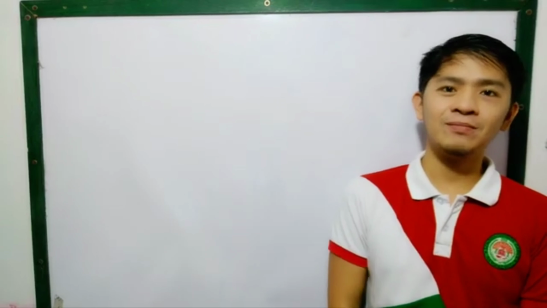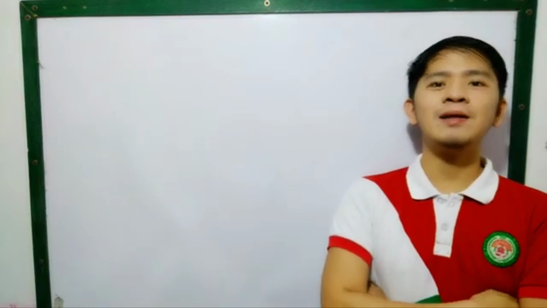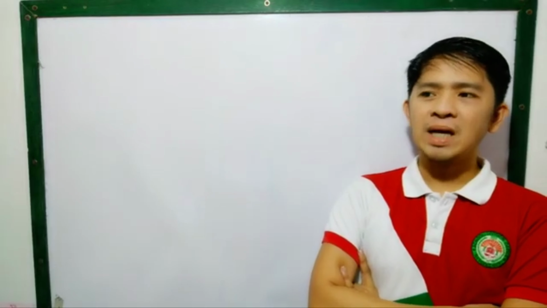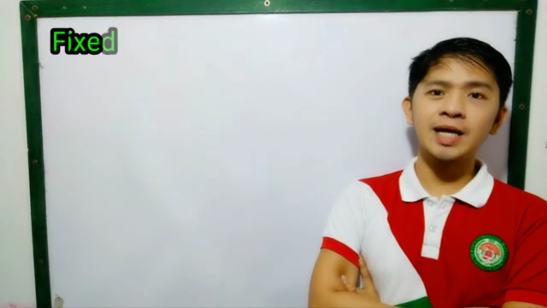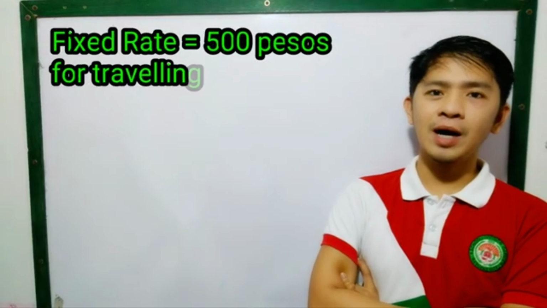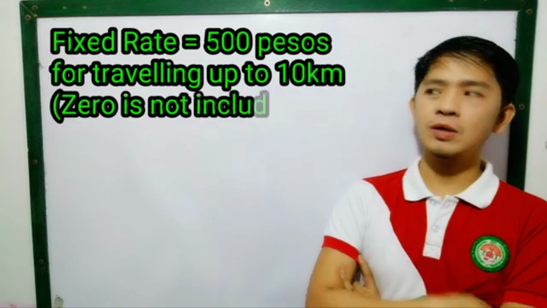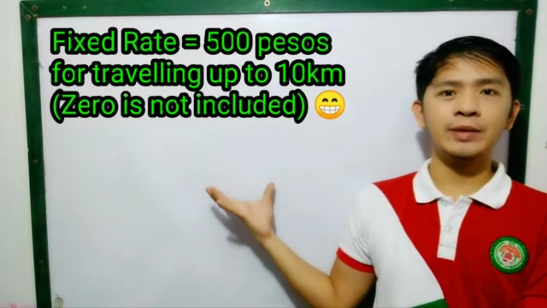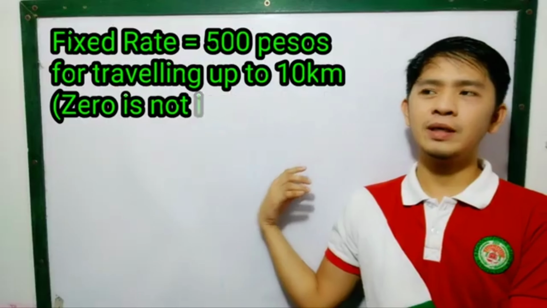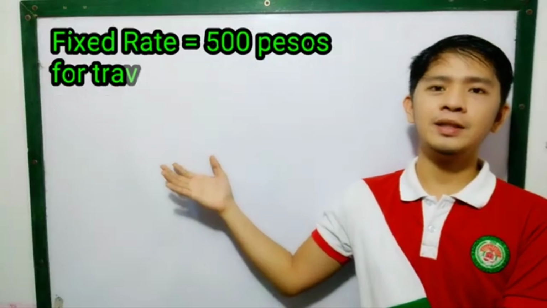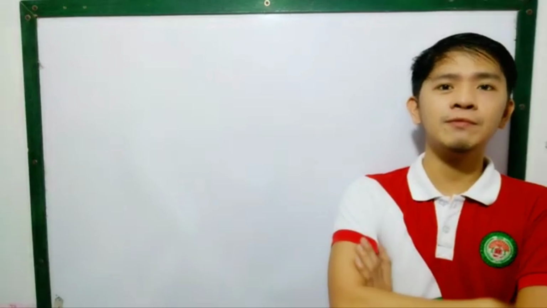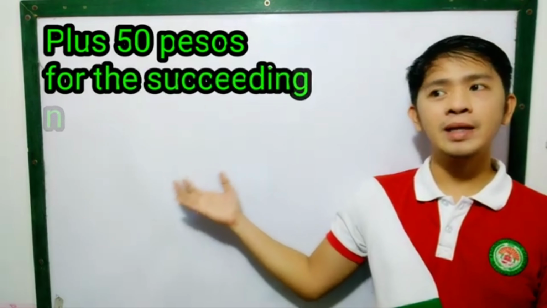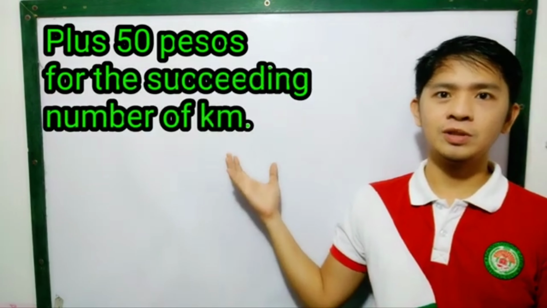Si Eldrian daw ay mayroong private car at gagamitin niya yon para makatulong sa mga nangangailangang pasahero. So, ang sabi niya rin dyan, ang fixed rate na sisingilin niya sa mga pasahero ay 500 pesos. Para yun doon sa mula 0 to 10 kilometers. So, kapag hindi ka sumobra ng 10 kilometers, 500 pesos. Pero kung sobra ka sa 10 kilometers, bawat kilometer mo ay babayaran mo ng 50 pesos.